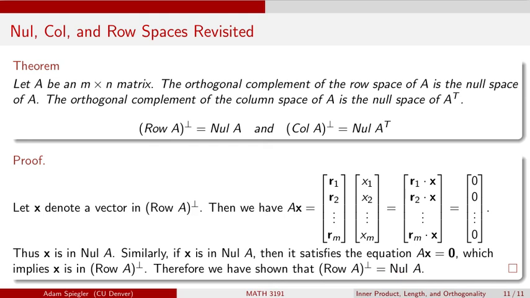And you can prove very, very similar to the proof that we just did, that the orthogonal complement to the column space of A is equal to the null space of A transpose. I'll leave that part of the proof for you to work out.